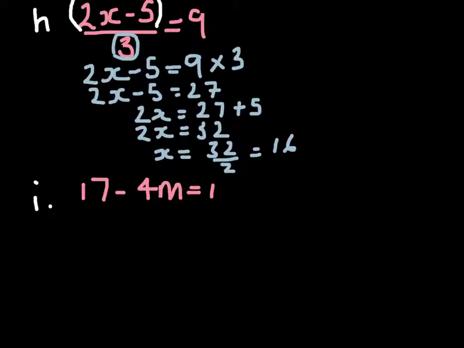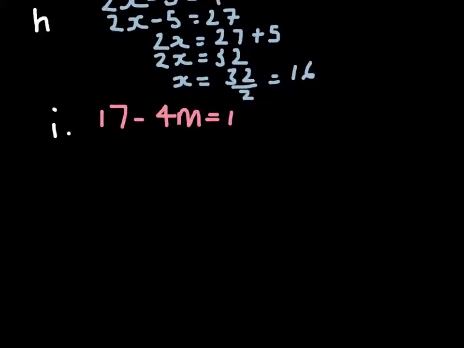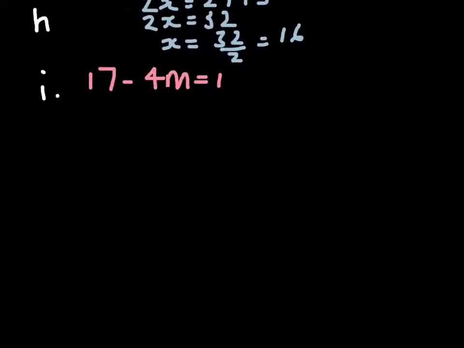Right. Next one, I might have to do a bit of reading on this one here. Jane and Sarah both solved the equation 17 minus 4m equals 1. Sarah thinks the answer for m is 3. Jane thinks it should be 4. Solve the equation and help them decide who is correct.